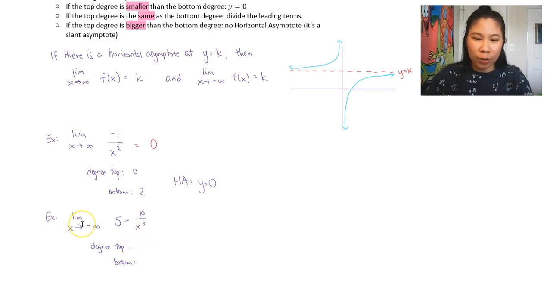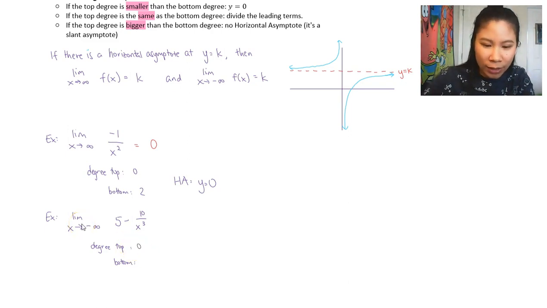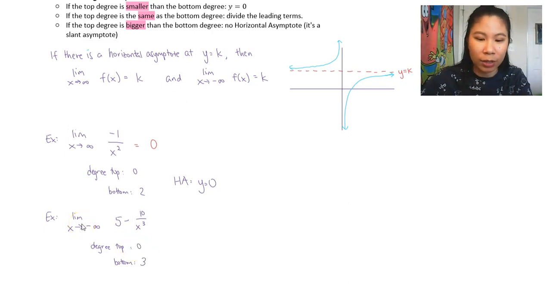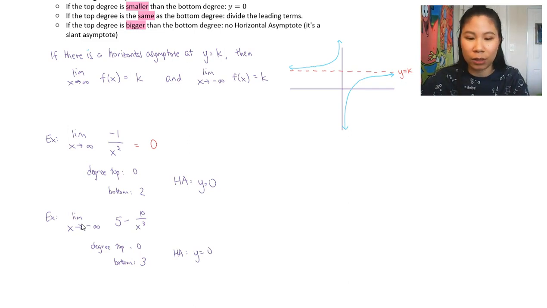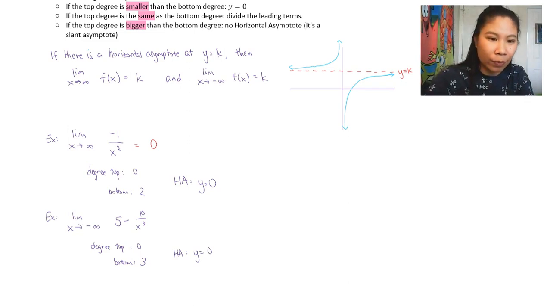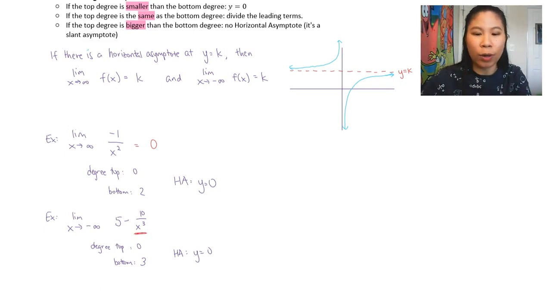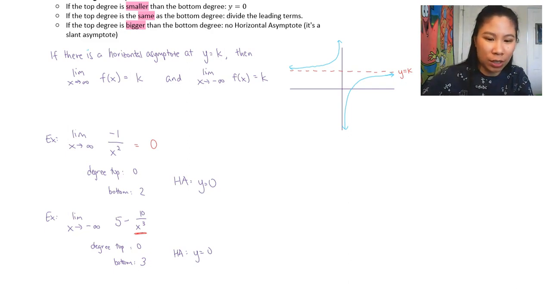The degree on top, since it's just a 10, there's no x's, again, is 0. On the bottom, the degree is 3. So for that, the horizontal asymptote, again, is going to be y equals 0, because the bottom degree is bigger. So I know that for just this part of the limit, that's going to be 0. But then I have that 5 there, which changes things.